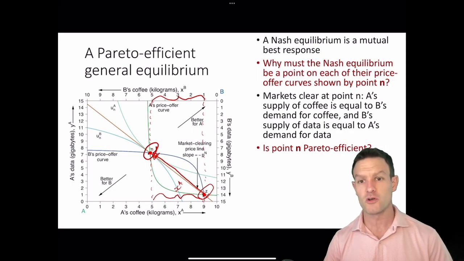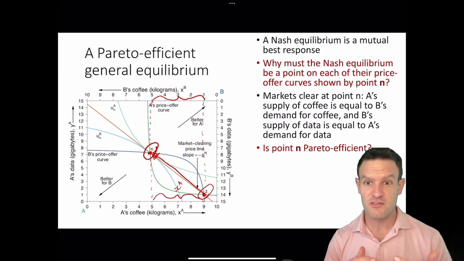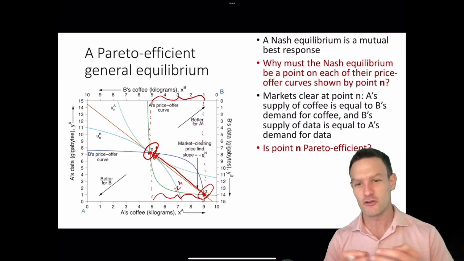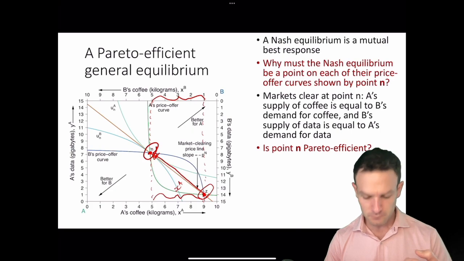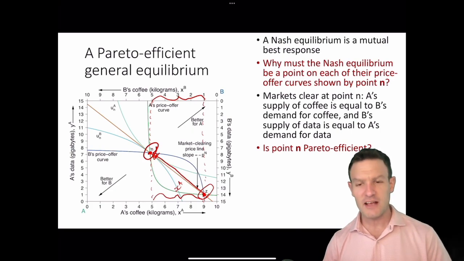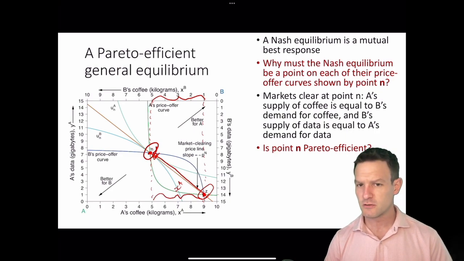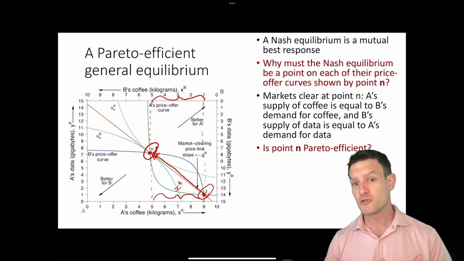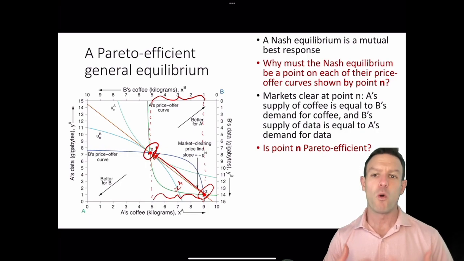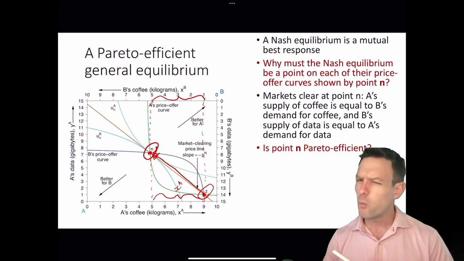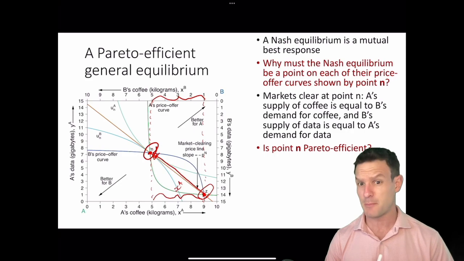Neither person is going to want to deviate from that point, because if they had a different price than this one, they're basically going to either demand or supply less or more of the goods at these points. Now then the next question we can ask ourselves is, is point N Pareto efficient? So what I want to give you is a moment to think about what we require for Pareto efficiency. What do we need in order for point N to be Pareto efficient? Take a moment to think about that for yourself.